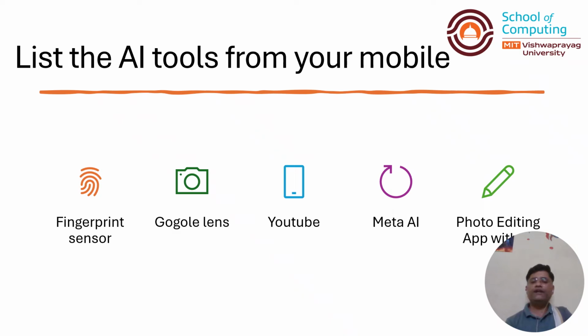Next is the photo editing app. Now, you captured a photo and you want to delete the unwanted artifacts present in the background. We can select it and we can crop. Automatically it will get replaced by the appropriate background. All these apps use AI based systems.